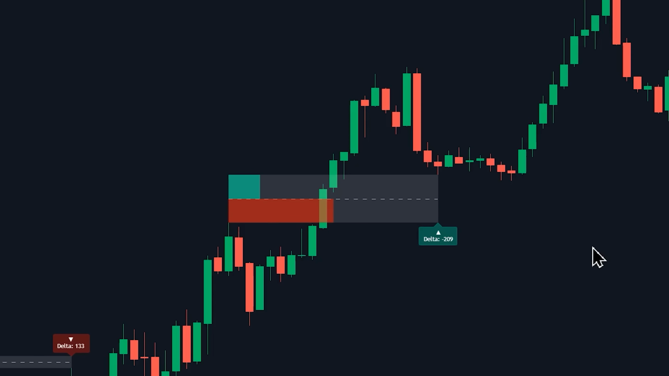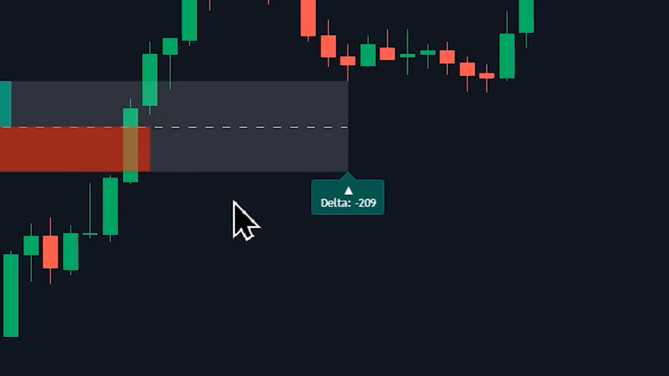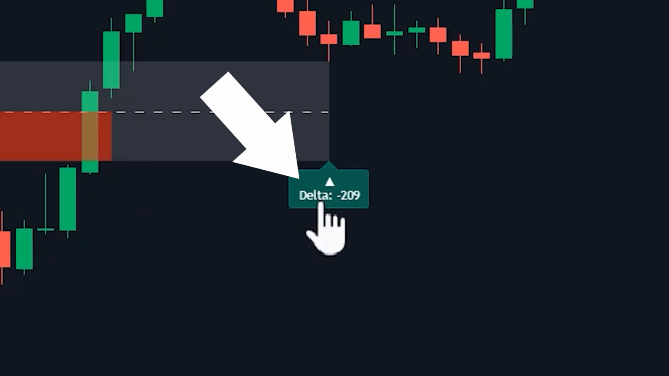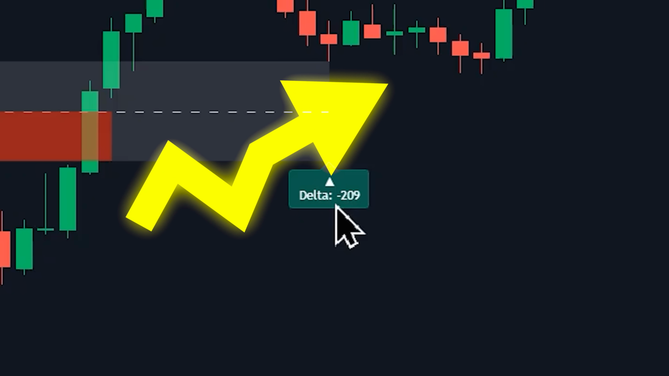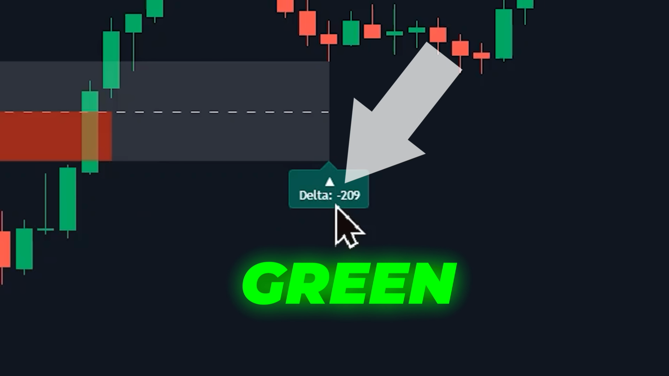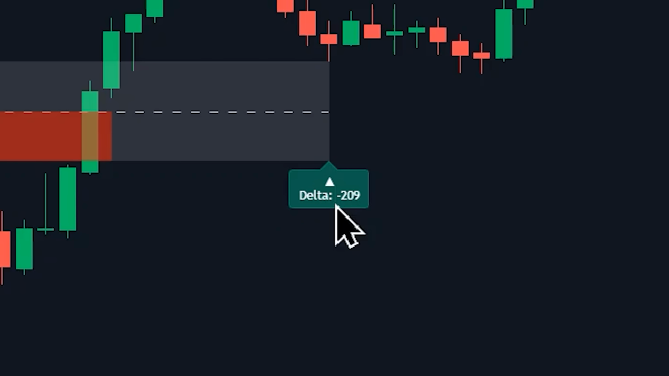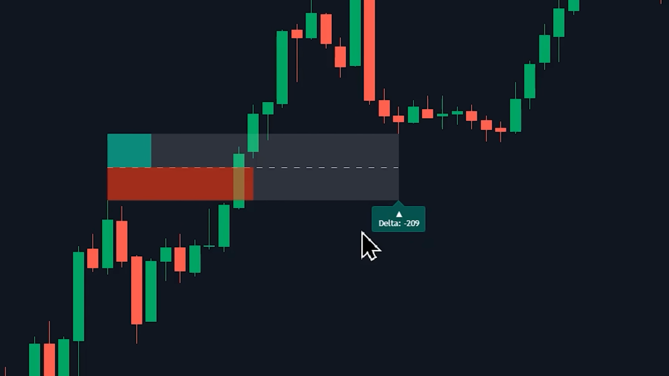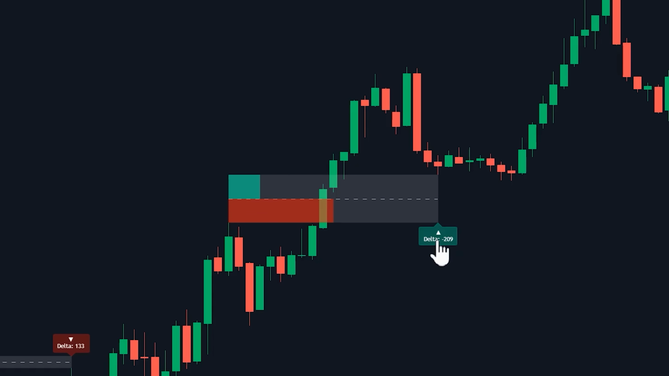Now, just by looking at this, you can see it's represented visually as a ratio instead of actual numbers. Now, the difference between the buy and the sell volume is going to be represented as a delta, which is this number right here. For bullish retests of resistance levels, the delta is going to be represented in a green label like this. When the buy volume exceeds the sell volume, the delta value is going to be positive. But if the sell volume exceeds the buy volume, then the delta value is going to be negative.